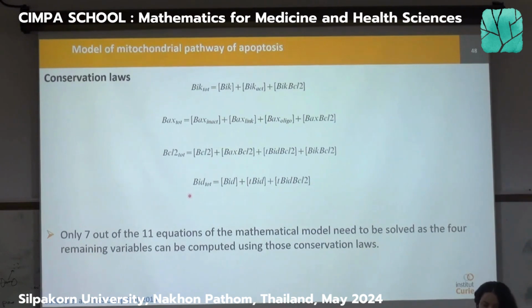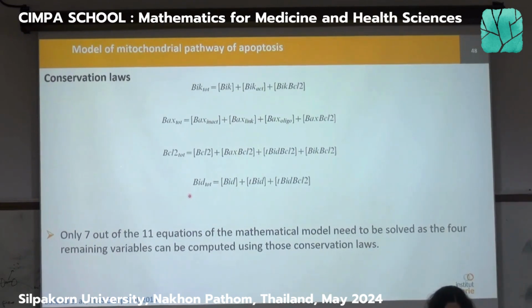So meaning that now those four conservation laws can help you compute the form of the mathematical variables, and out of the 11 that are in the mathematical model, you just need to compute the other 7 from the system of ODEs.